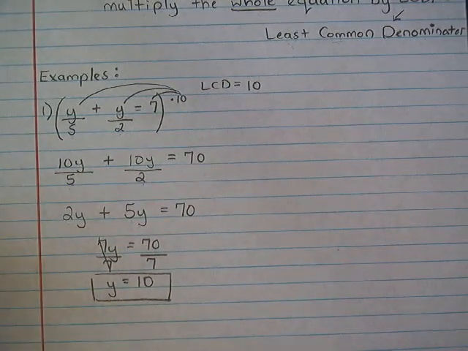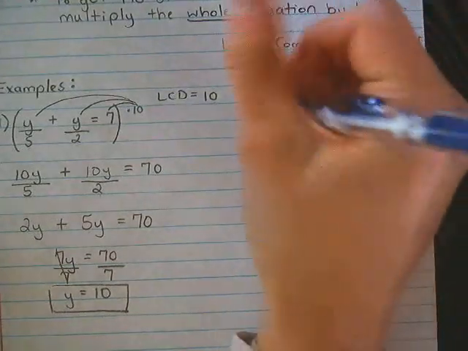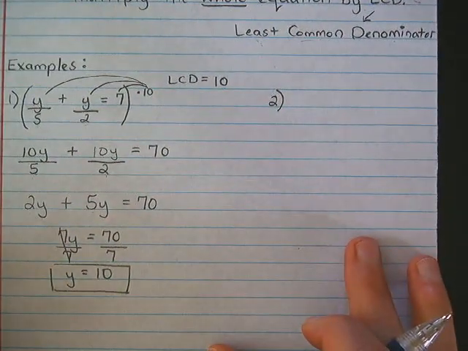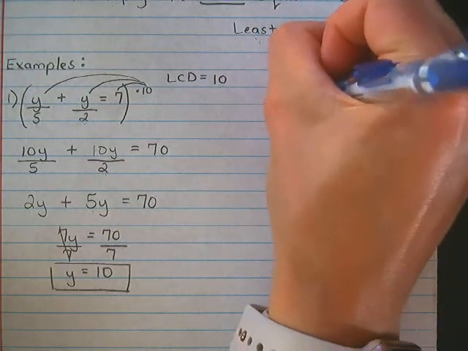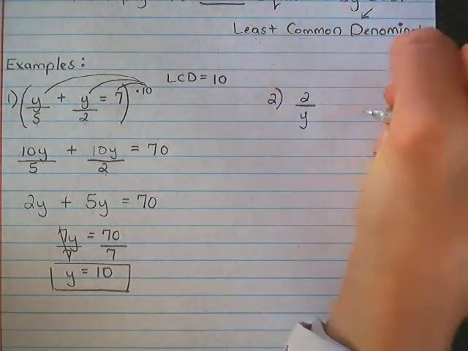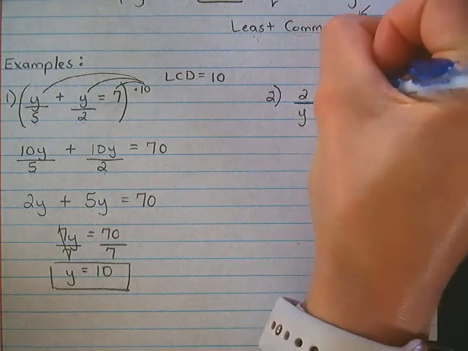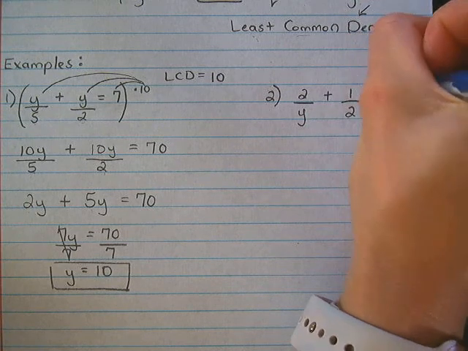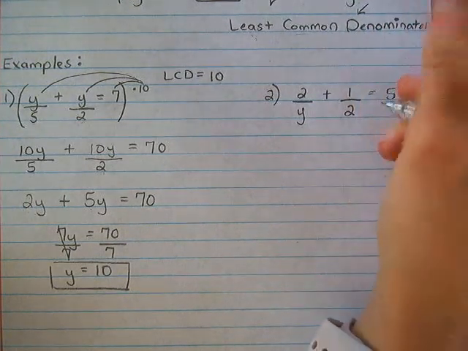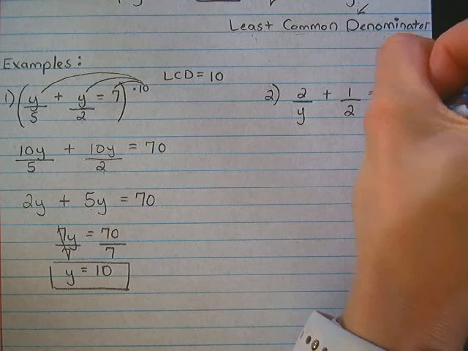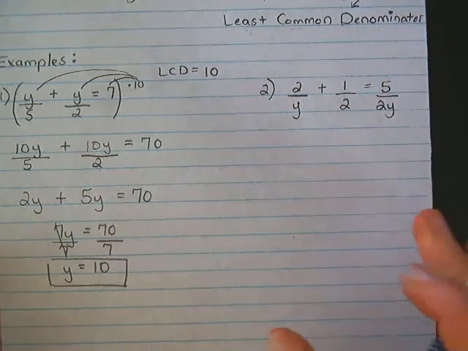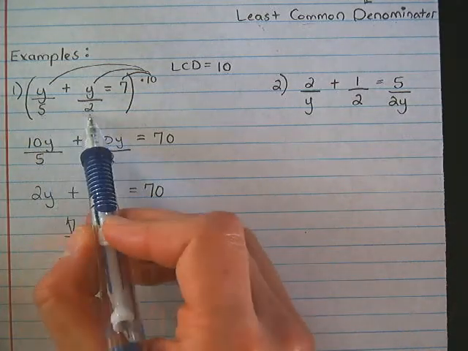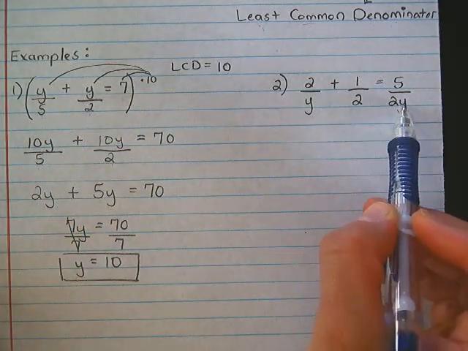All right, but we're going to do another one. So let me go over here and put another one. So let's say this time we have 2 over y plus 1 over 2 equals 5 over 2y. Okay. So with this one, you'll notice that it is a little different than the other one because now we actually have variables on the bottom of the fractions.